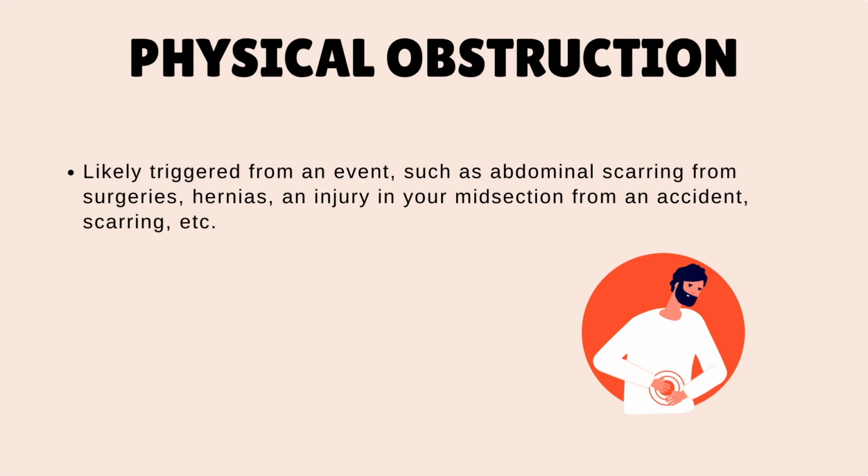And obviously there are some more rare things like physical obstructions. So an intestinal obstruction is when there's physical material blocking the normal flow of food through your intestines. And this is likely triggered from an event such as abdominal scarring from surgeries, hernias, or an injury in your midsection from an accident. And this would result in rather severe symptoms like pain, strong cramping in your belly, throwing up, and really, really chronic constipation.